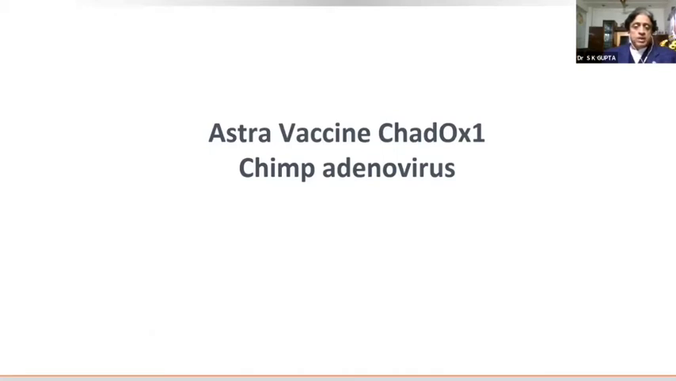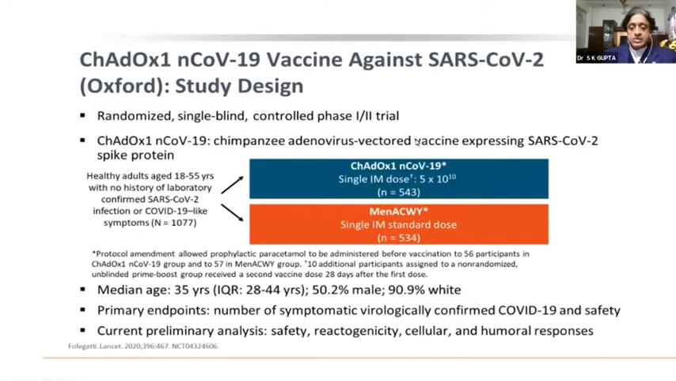Now we'll be talking about another vaccine, the AstraZeneca vaccine, or the Shadox-1 vaccine. This is the vaccine which was named Shadox-1 because it uses a chimpanzee adenovirus, and it is being produced by Oxford University. And these are the results of the phase 1 and phase 2 trials.